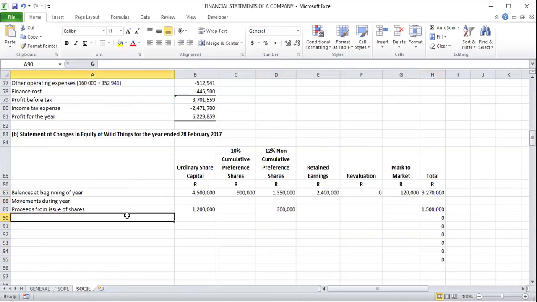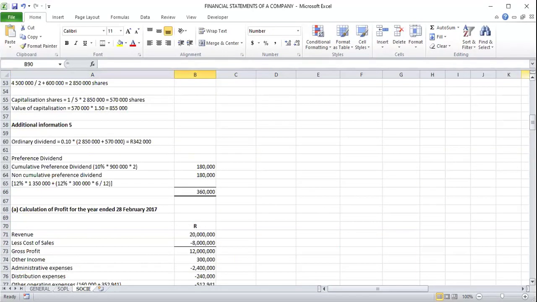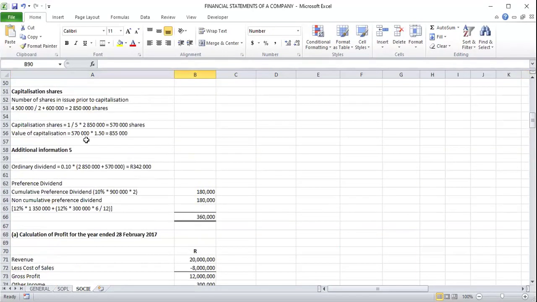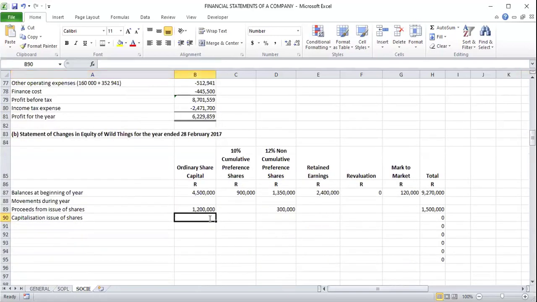Then we then had capitalization issue. Our capitalization, we add on the ordinary shares. Our capitalization was here, $855. Then we subtract from retained earnings. Capitalization, we then subtract from retained earnings.